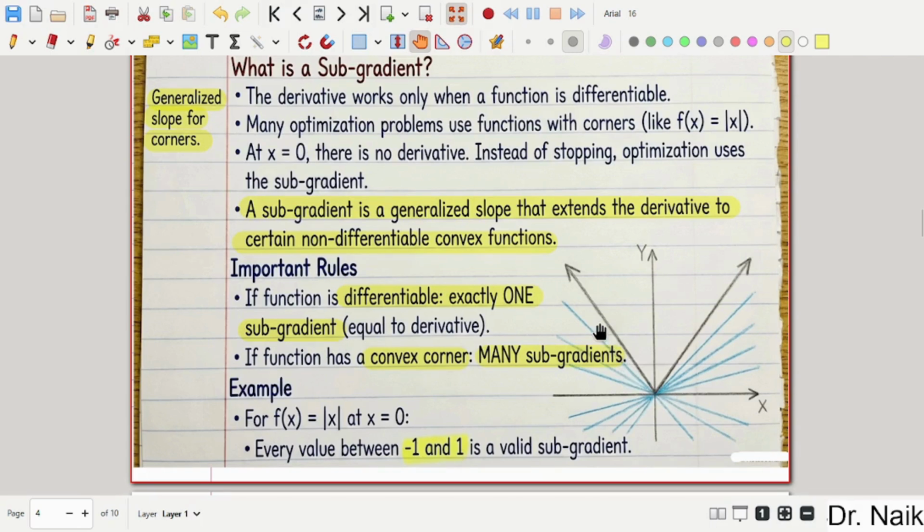Just now we saw that f of x is equal to modulus x at x is equal to 0 is a non-differentiable function because it has many tangents. Therefore, it is non-differentiable and its left hand derivative is not equal to its right hand derivative. As it is a non-differentiable function, it has many subgradients.